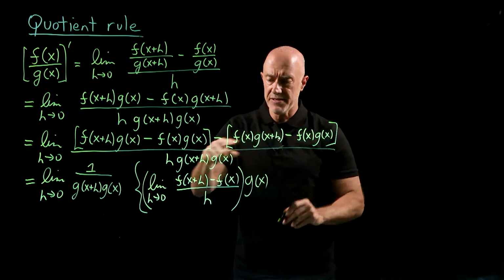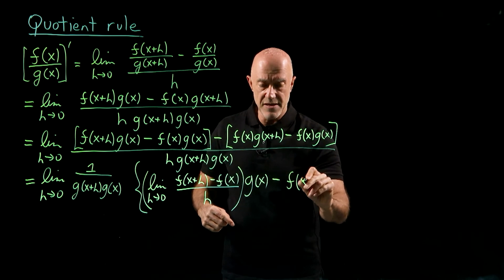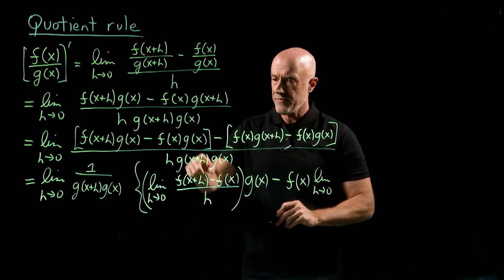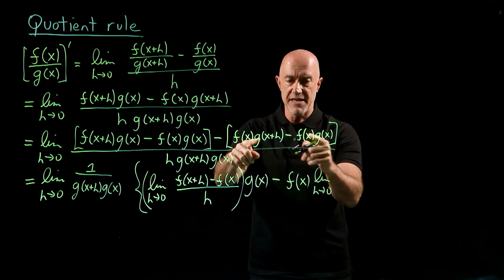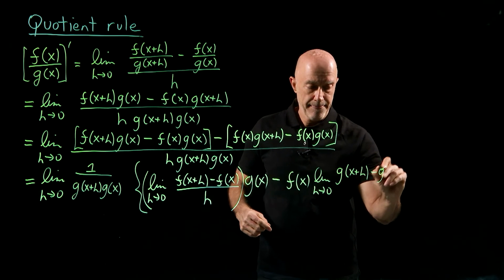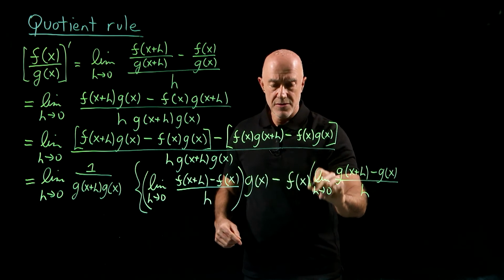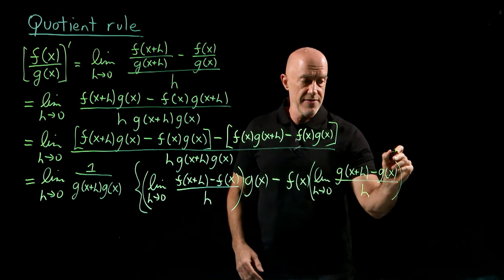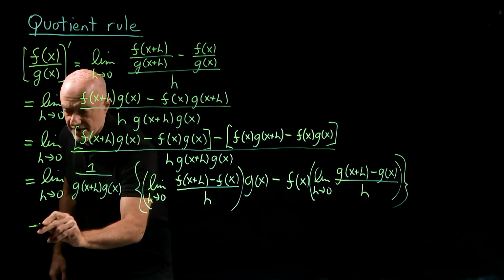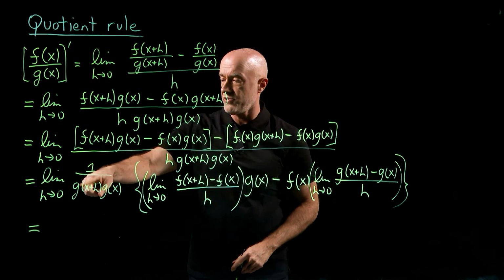And then the second piece now, we have a minus, so we have an f of x that doesn't depend on h. And then we have a limit as h goes to 0. So this piece now is g of x plus h minus g of x, and that is divided by h. So that becomes our second derivative. And all of that was multiplied by this in the front. And if we take the limits now, the multiplier in the front becomes 1 over g of x squared.